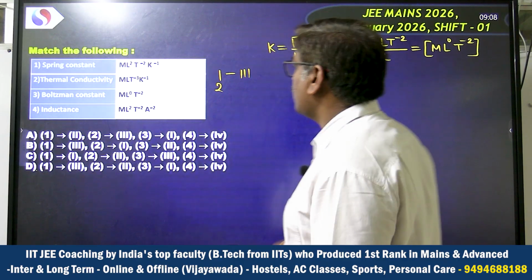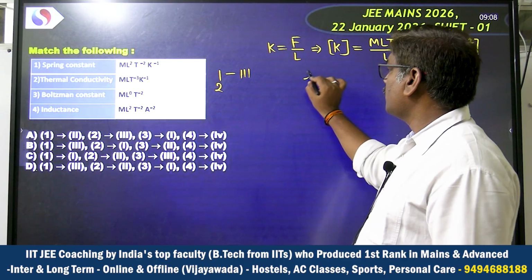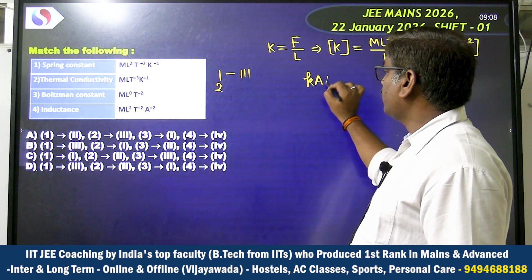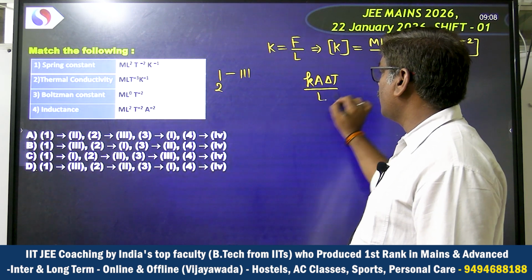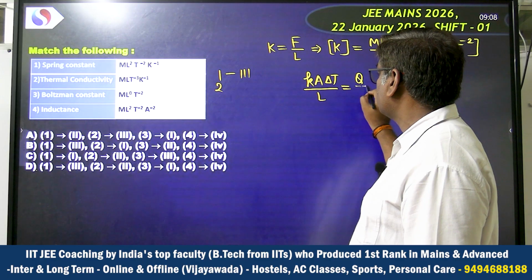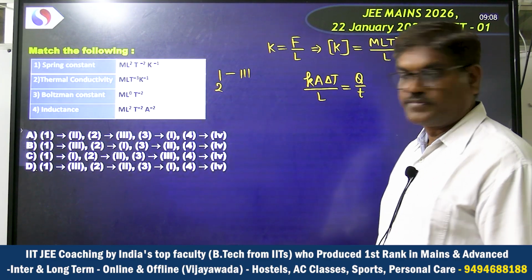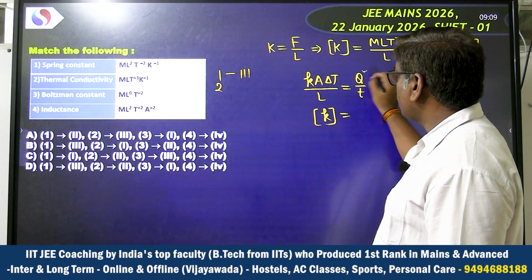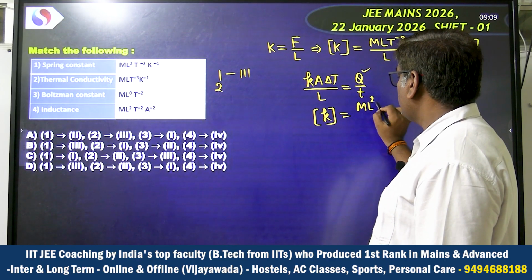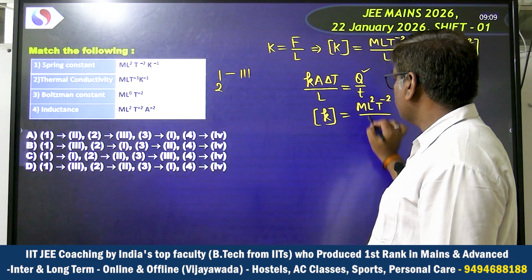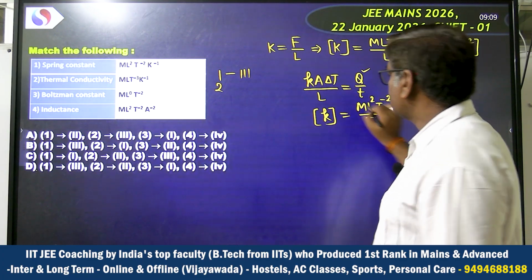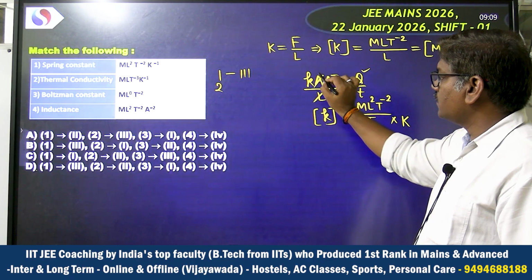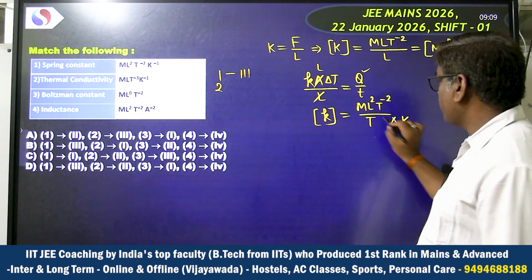The second is thermal conductivity. Thermal conductivity K a delta T divided by L equals the heat current, which means Q by T. So for thermal conductivity, dimension-wise, this is energy mL2 T minus 2, this is time, which is T, this is divided by delta T, so delta T means Kelvin, and this L and area will give you L, so divided by L also.